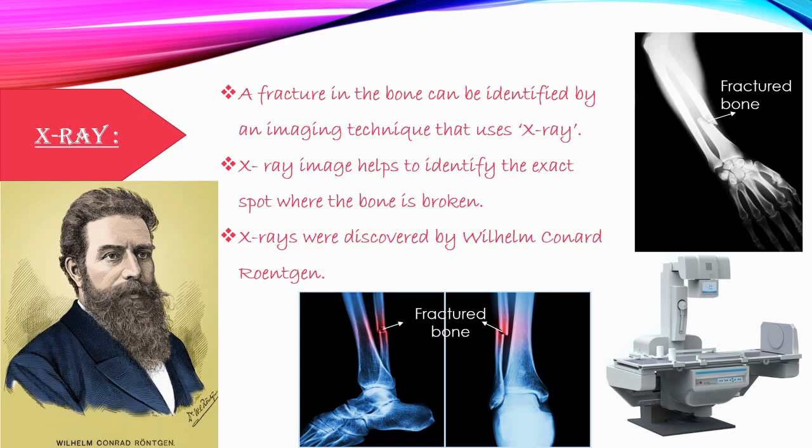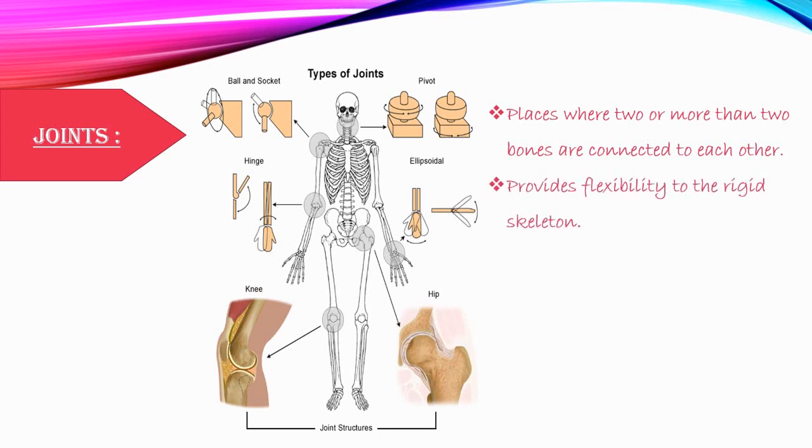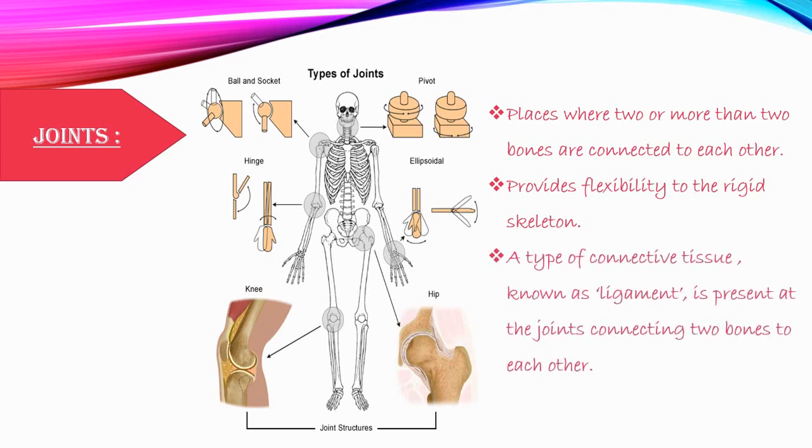Students, now let's learn about joints. Joints are defined as the places where two or more than two bones are connected to each other. Joints provide flexibility to the rigid skeleton. A type of connective tissue known as ligament is present at the joints, connecting two bones to each other.